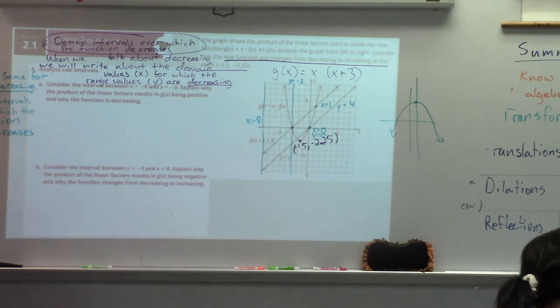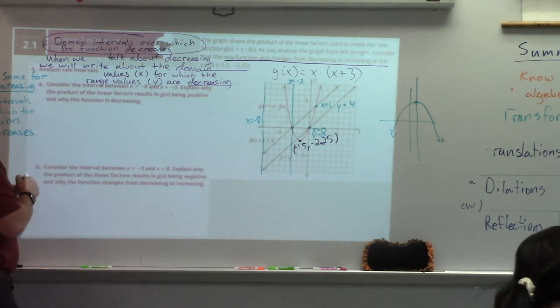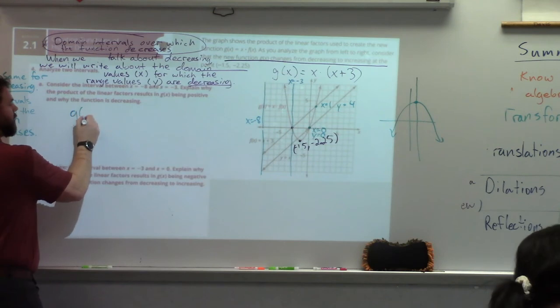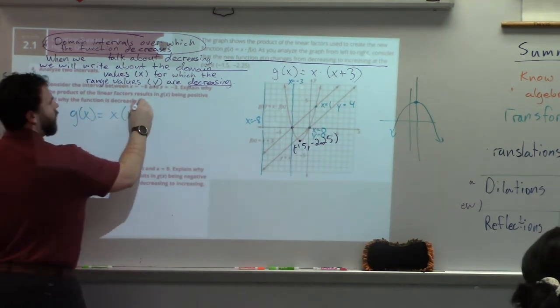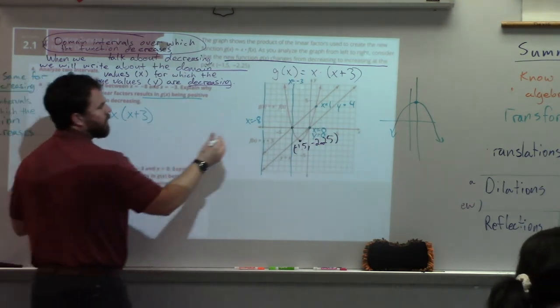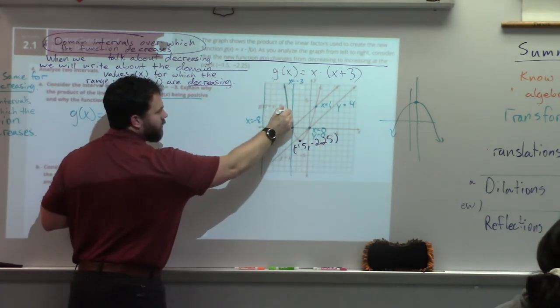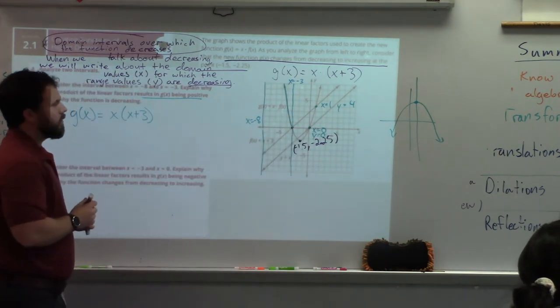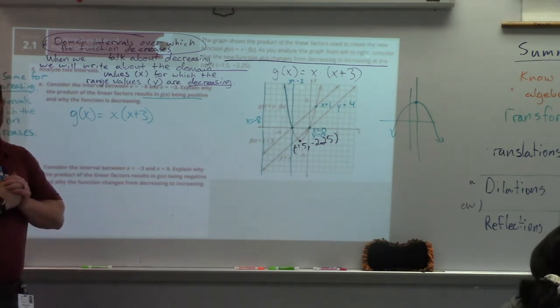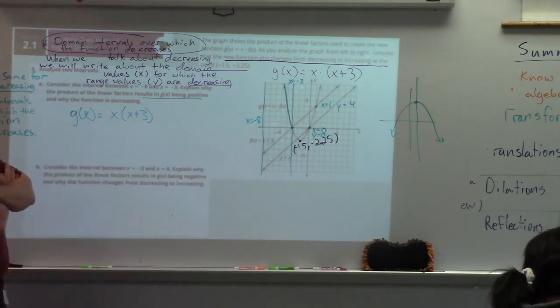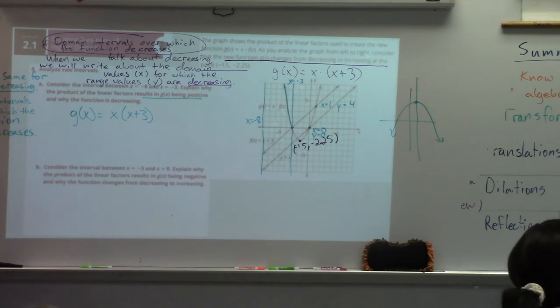So let's break down this question. Explain why the product of the two linear factors, so we're going to go back to g of x equals x times x plus 3, results in g of x being positive. Here's g of x. And remember, g of x, is that my input or my output? That's your output. So how can we see that g of x, the output, is positive? How do we know, looking at that graph, that g of x, the output, is positive?